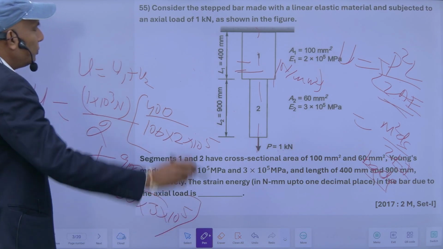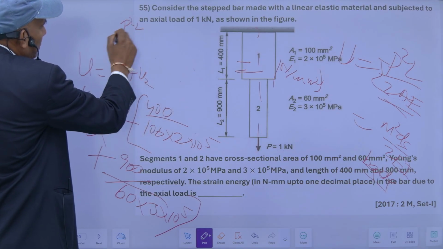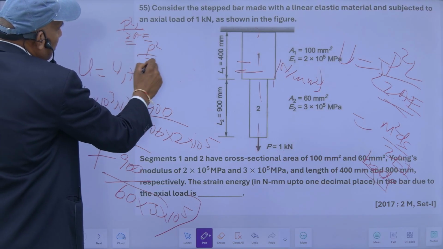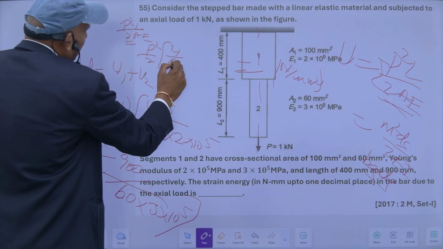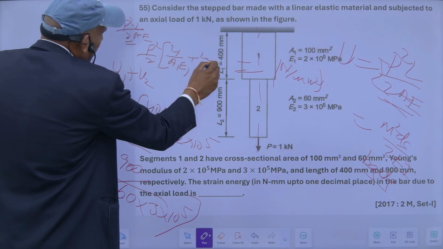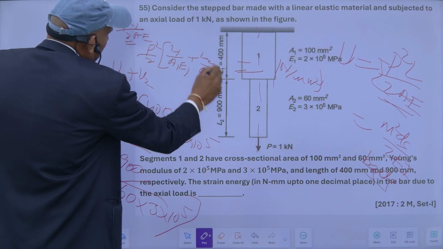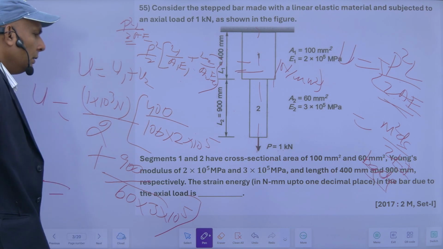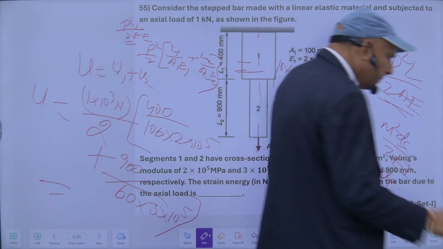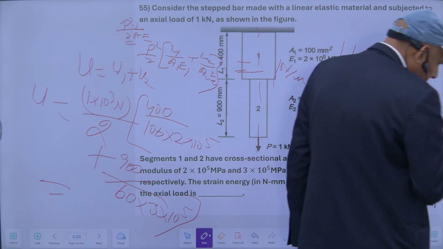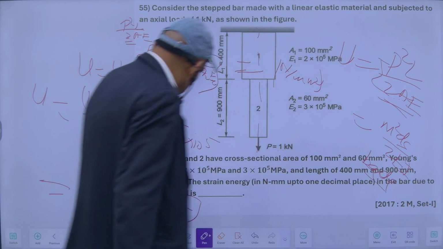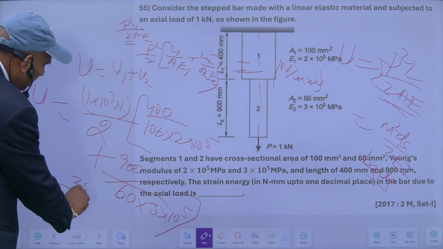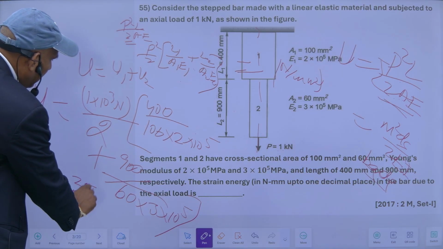So simply I have to put in the formula. This is P square L upon 2AE. In this case, P square and the 2 are common, I can take them common. So inside it will be L1 upon A1 E1 plus L2 upon A2 E2. By putting the values in the formula straightaway, I will get the total strain energy stored. After getting the solution here, it will come to 35 Newton mm.